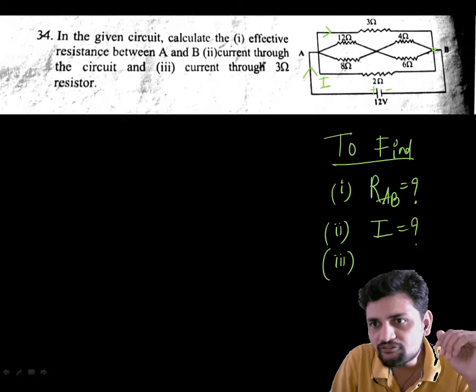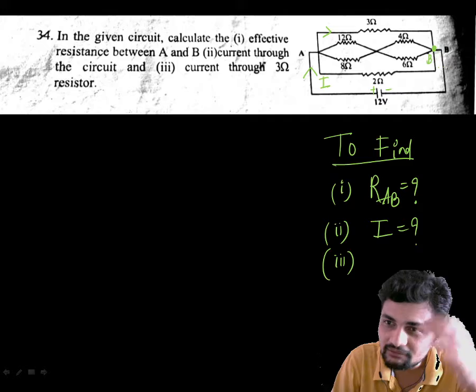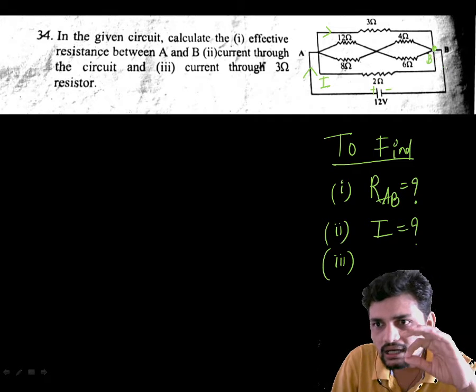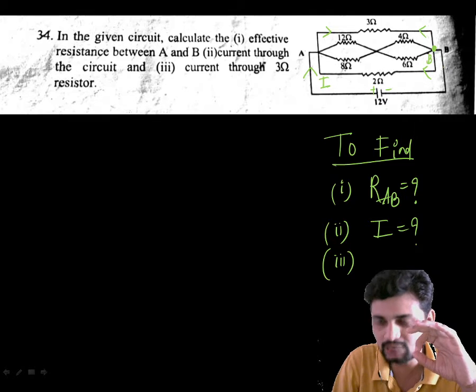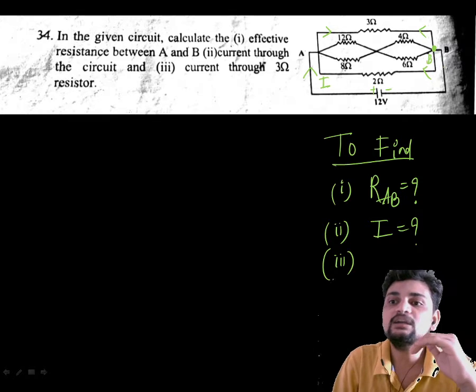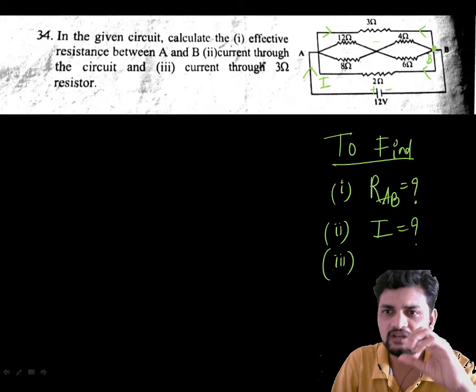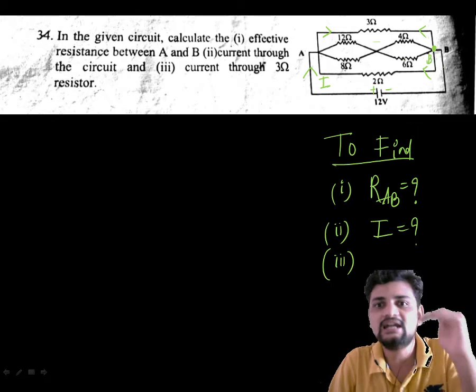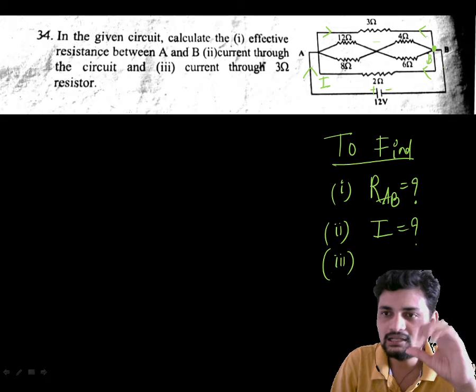After reaching this terminal, I can call it B, and I will cut this additional part and join here. So current gets three different paths to flow: one through the upper branch, one through the lower branch, and one through the middle branch. Current is getting divided, which means these resistors are connected in parallel. We need to stick to the concepts: whenever current gets divided, the resistors are in parallel.